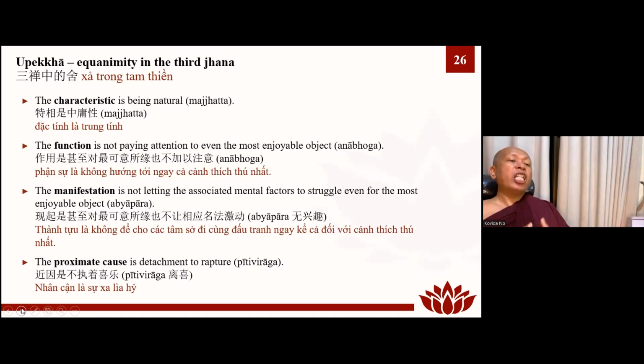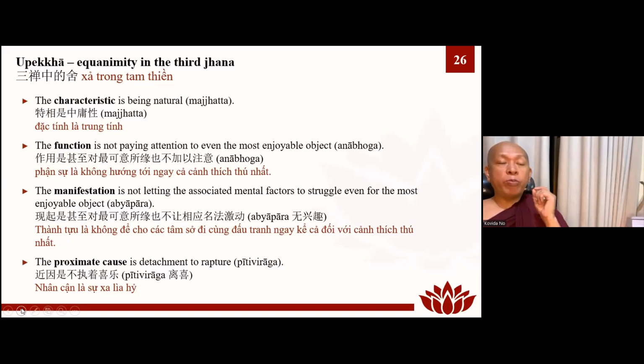The characteristic is being neutral, same as before. The function is not paying attention to even the most enjoyable objects. Actually, even in the first jhana, we can have this kind of function or feeling. We call it in Pali tatramajjhattata, evenness. You can balance. For example, in the first jhana, if we have very strong rapture, we cannot enter. It might be pranapiti, very subtle, very fine rapture. Then we can enter the jhana.